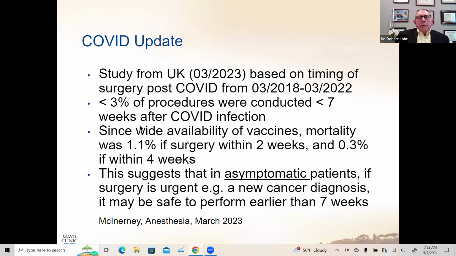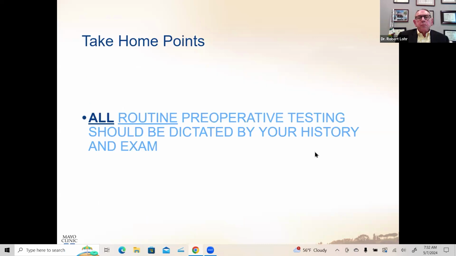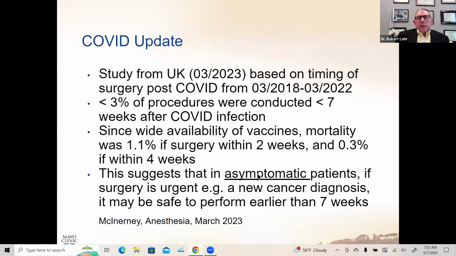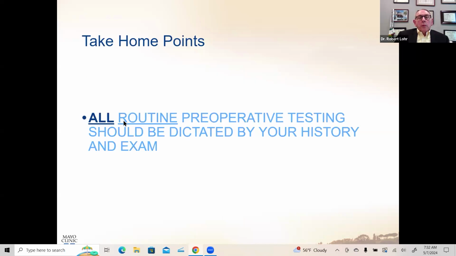After the availability of vaccines was wide, the mortality was 1.1% if surgery was done within 2 weeks of diagnosis and 0.3% if within 4 weeks. So what this suggests is that in asymptomatic patients, if the surgery is urgent, for example, a new malignancy, something like that, it may be safe to perform in less than 7 weeks. So routine pre-op testing should be dictated by you and your exam.